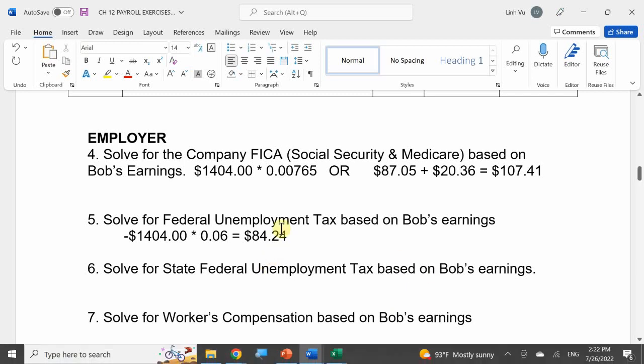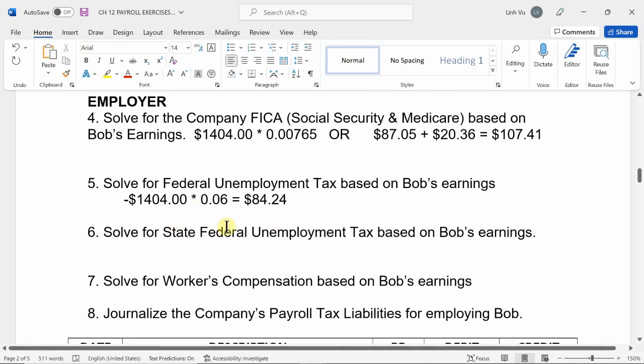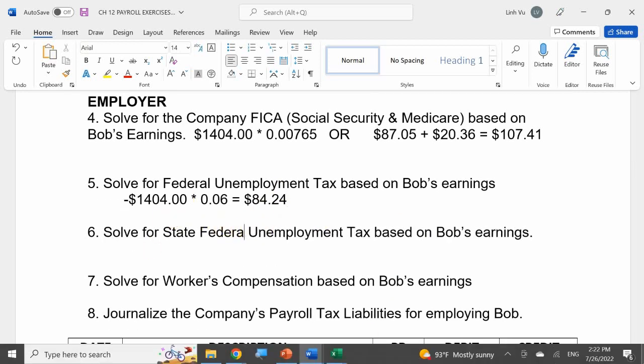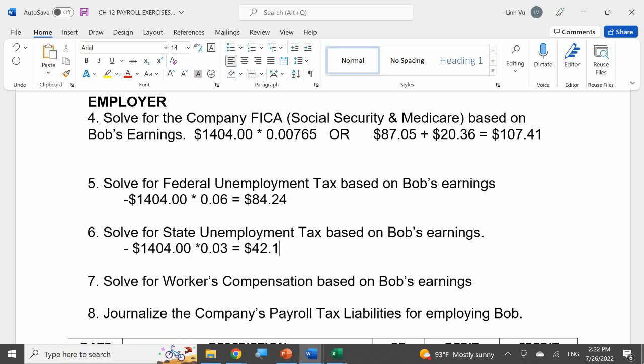All right. Now solve for, okay, this is actually supposed to be solve for state unemployment tax based on Bob's earnings. That's at 3%, and it's $42.12. Okay, so in this case, because you got 6%, if you just take half of that, that's going to give you the same thing as 3%. Okay, so you're going to get $42.12.